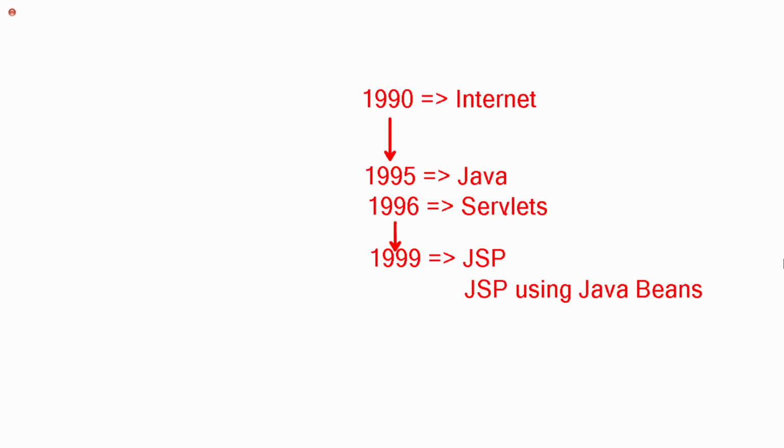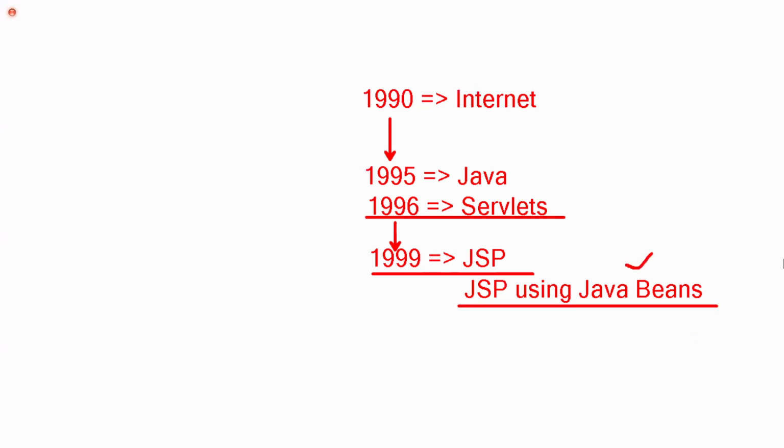In 1996, servlets came. Previously CGI, Common Gateway Interface, was popular. When servlets came, CGI became outdated because a CGI-based web server creates a new process for every request. That is the reason it became outdated. Servlets became popular. But in just 3 years, JSP came. Then JSP became popular. As compared to servlets, JSP is easy. Next, JSP using Java beans started.